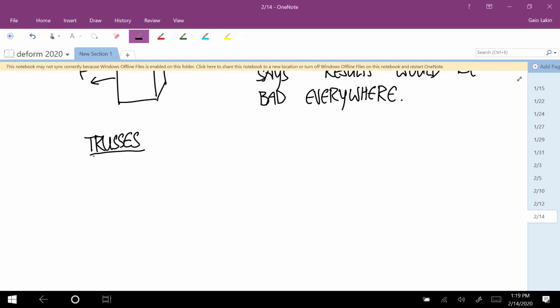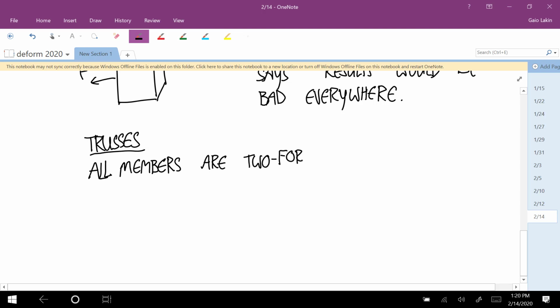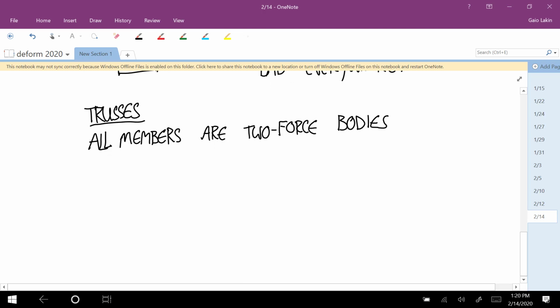Yep. So the rule is all members are two force bodies. And the thing about a two force body is, so if you think about an object like this, or even let me make it a complicated shape. It doesn't matter what the shape is.